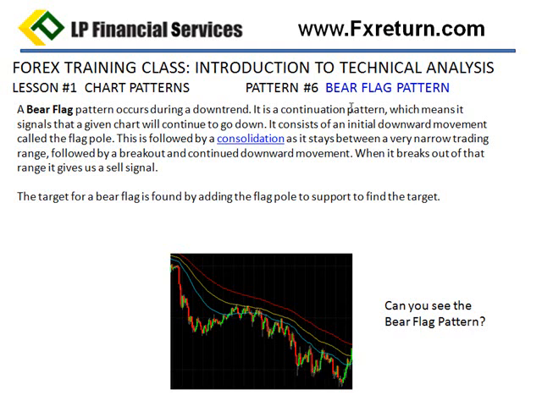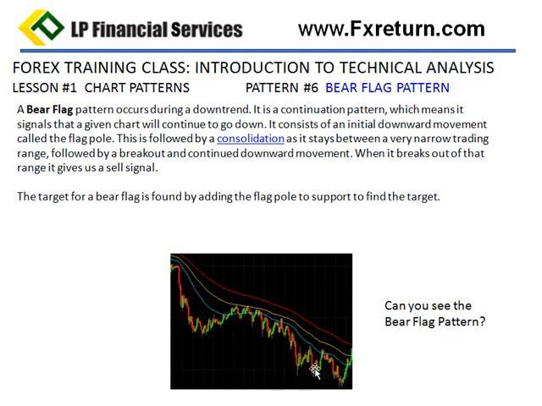Moving on to pattern number 6 is the bear flag pattern. A bear flag pattern occurs during a downtrend. It is a continuation pattern, which means it signals that a given chart will continue to go down. It consists of an initial downward movement called the flagpole. This is followed by a consolidation as it stays between a very narrow trading range, followed by a breakout and continued downward movement. When it breaks out of that range, it gives us a sell signal. The target for a bear flag is found by adding the flagpole to the bottom of support to find the target.